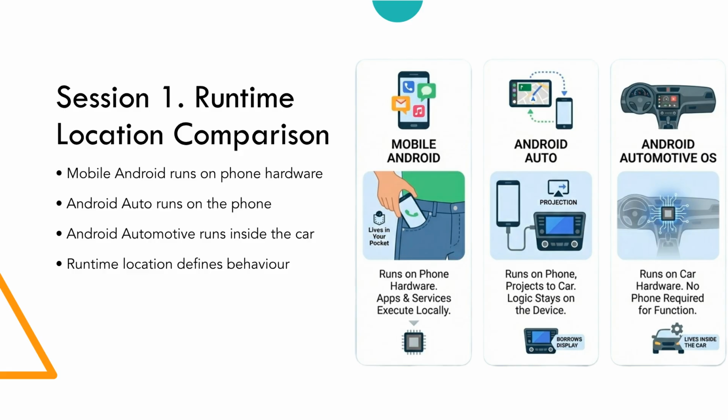Android Automotive OS is completely different. It runs directly inside the vehicle, on the car's own infotainment hardware. No phone is required for the system to function. A simple and effective way to remember this is: mobile Android lives in your pocket. Android Auto lives on the phone but borrows the car display. Android Automotive OS lives inside the car itself. If you explain runtime location clearly like this, you already avoid the most common screening mistake.